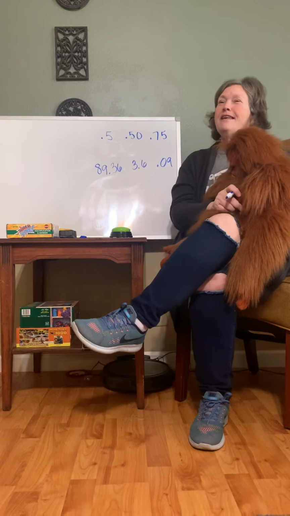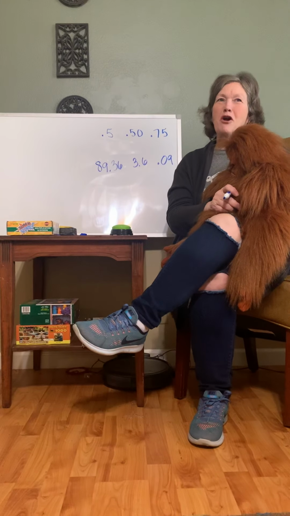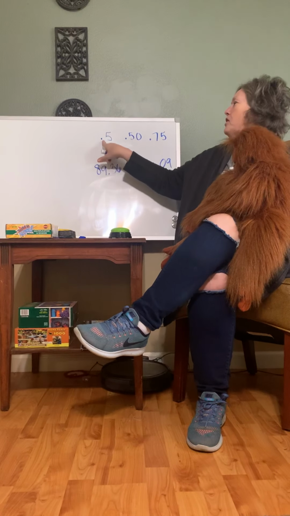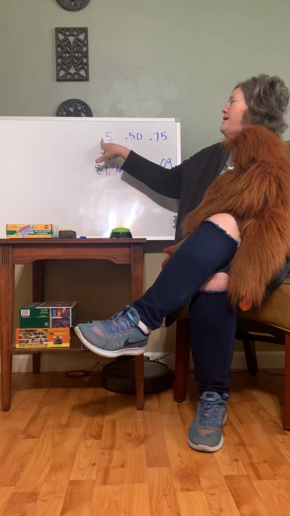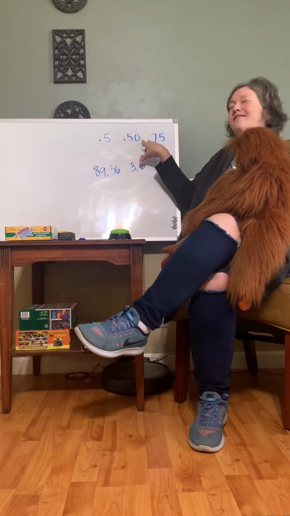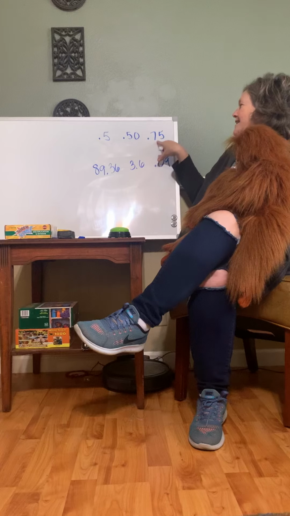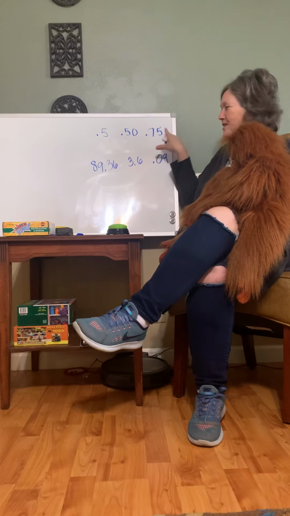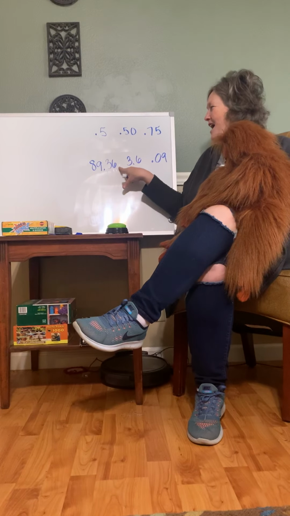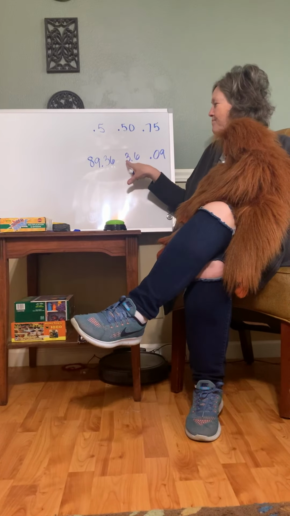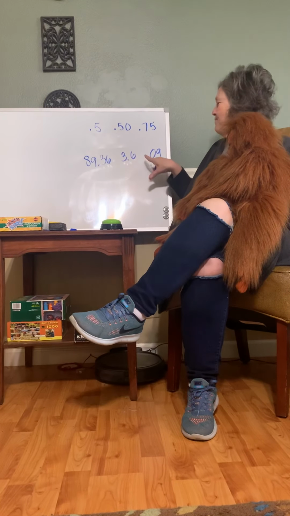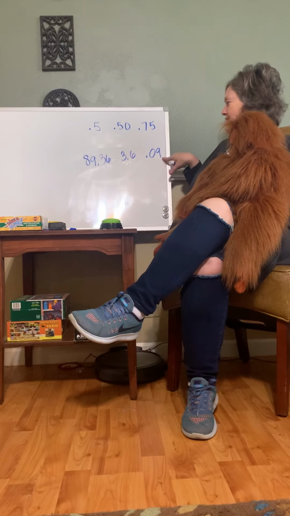All right, Mr. Tibbles wants to hear how smart you are. I'm telling him all the time that you guys are mathematicians. Here we go. We're going to go to the right of the decimal point. So this is 5 tenths. Tenths, hundredths, 50 hundredths. Tenths, hundredths, 75 hundredths. 89 wholes, and tenths, hundredths, 36 hundredths. 3 wholes and 6 tenths. Tenths, hundredths, 9 hundredths.